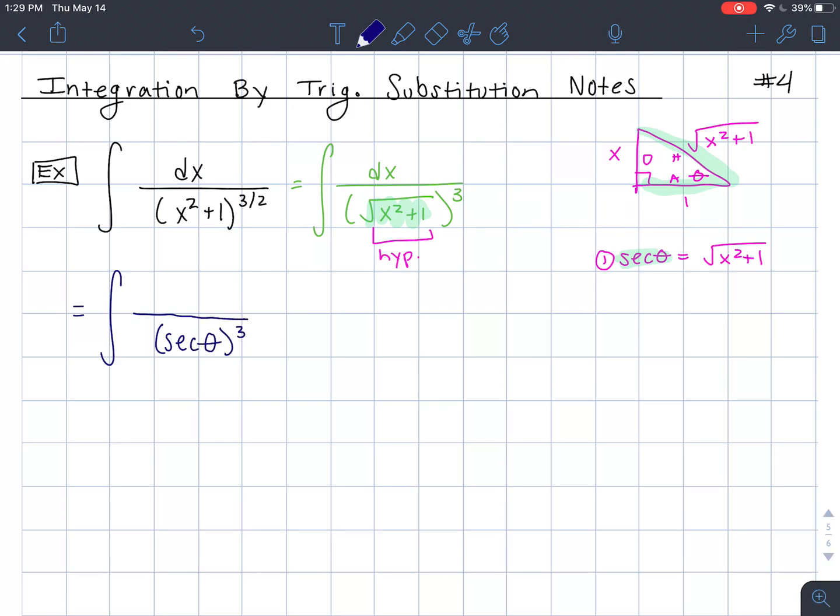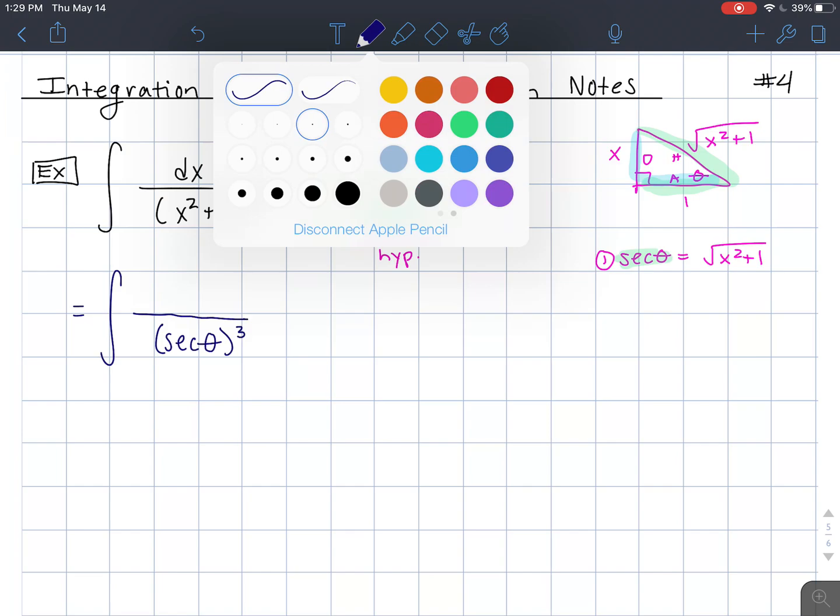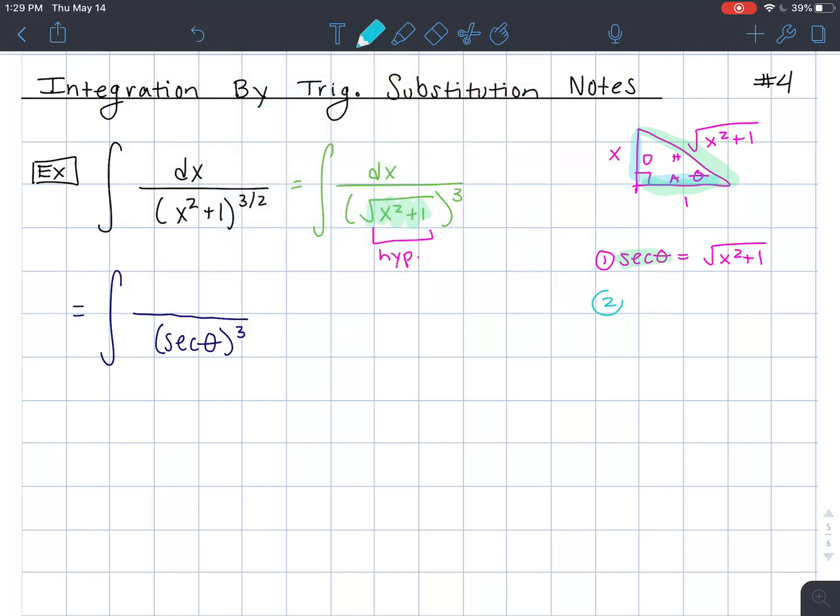And then I need to replace my dx. The easiest way to replace my dx is if I relate my x and my 1 together. Based off of where those are, that's going to be my tangent function. So the tangent of theta is going to equal x over 1. That's super easy, and that tells me that if I take the derivative, secant squared of theta d theta is going to equal dx. So I'm going to replace all of this for my dx.